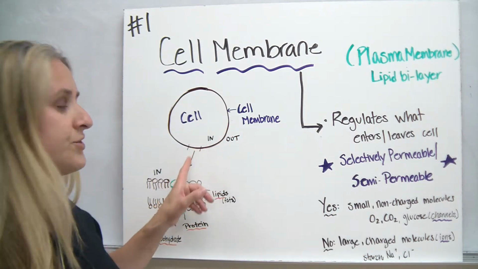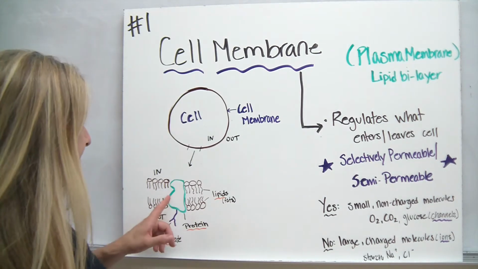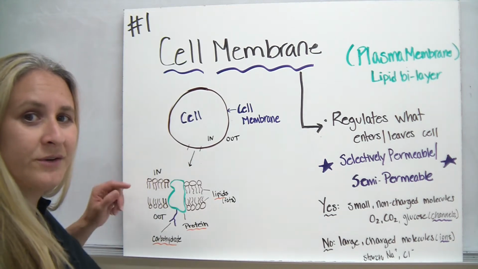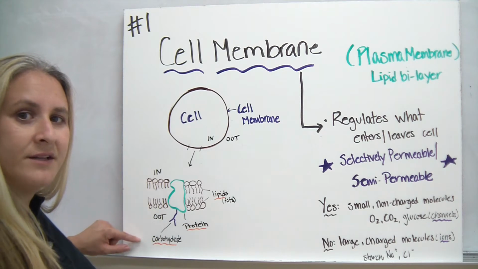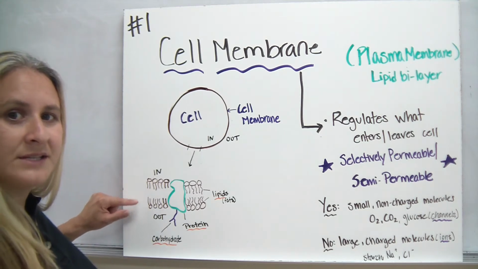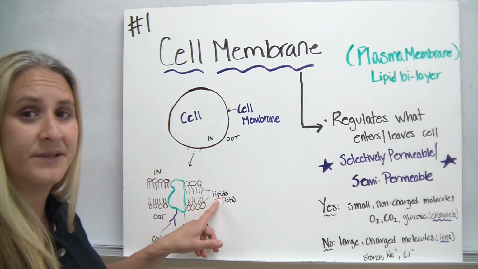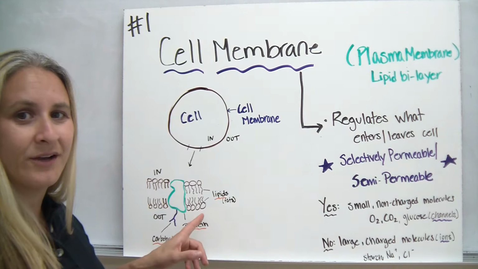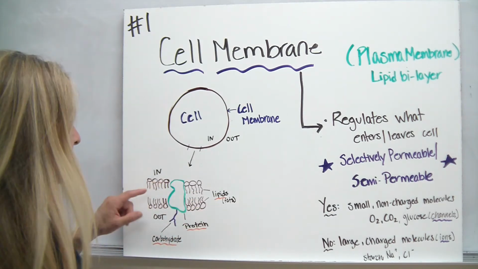If we were to zoom in on a specific section of that cell membrane or that plasma membrane, it might look like this if we were to look at it from a side view. You can see it has several components. If this were the inside of the cell and this were the outside of the cell, you can see it's actually made up of two of these layers of what we're going to call lipids and fats, and that's where we get the name lipid bilayer from. It's actually two floating layers of lipids on top of each other.